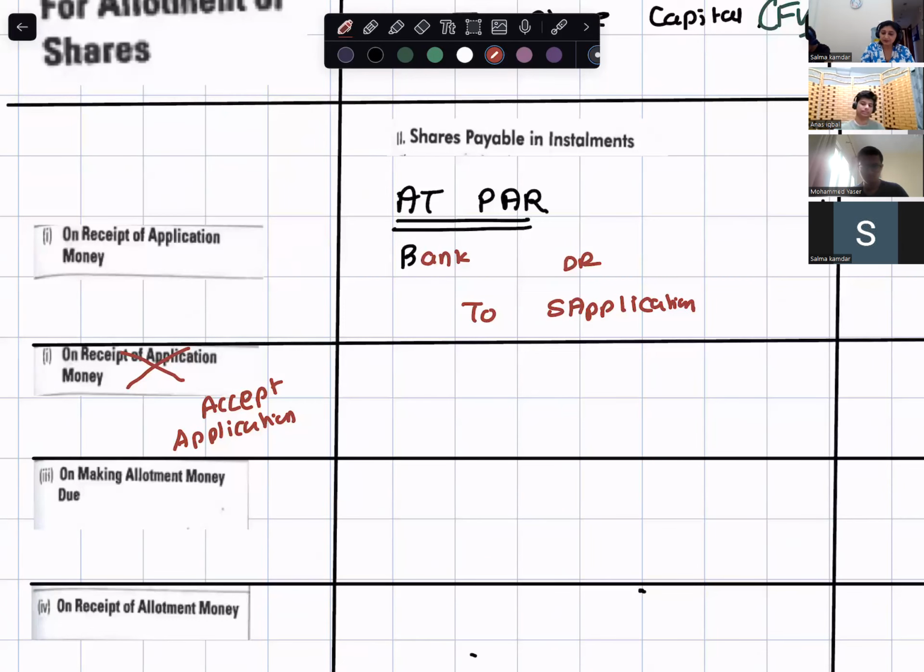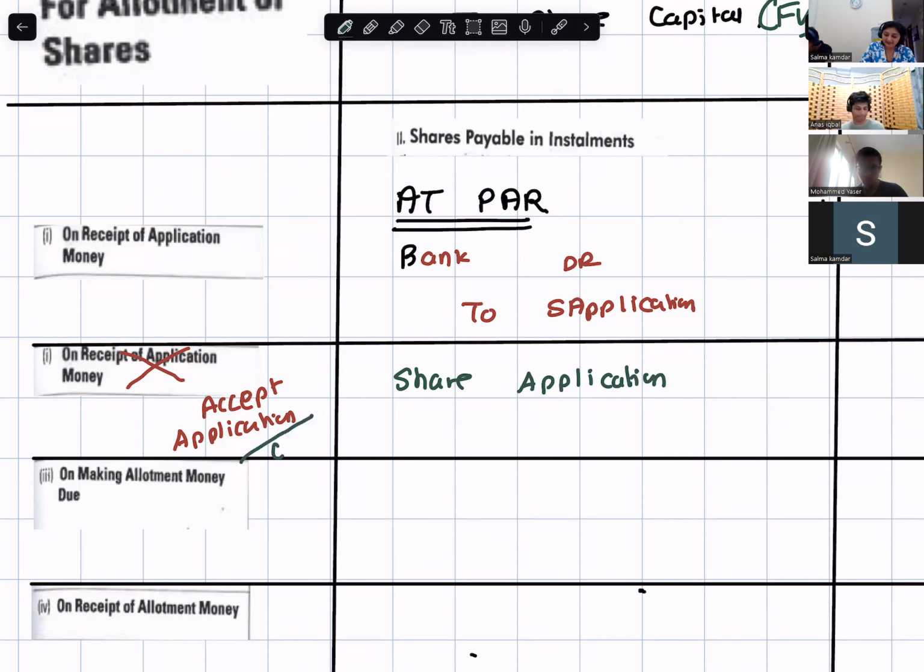Okay. So what entry will I pass? It will be share application debit to share capital. I will accept the application, so I will close the application account and I will create capital. Are you with me? Okay. Yes. Then what will I do?